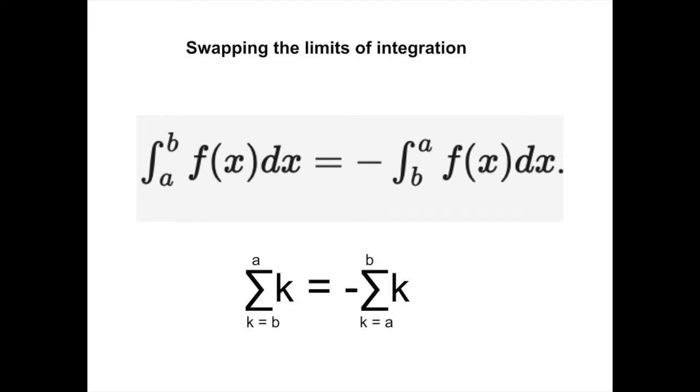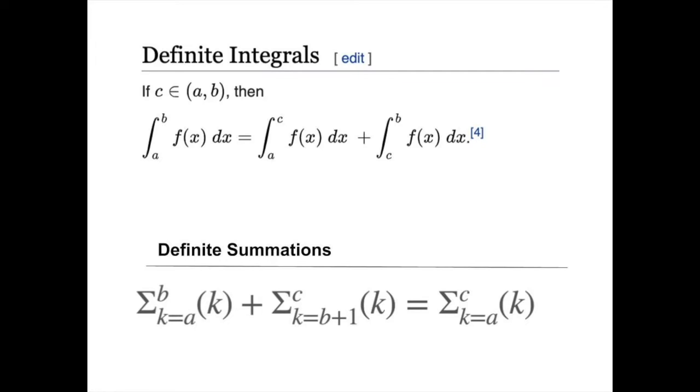In the same way that the integral of a negative function can be positive if you integrate backwards, swapping the limits of integration, the same can be true of a sum. Summation satisfies the following key property: if you sum from k equals a to b, and then from k equals b plus 1 to c, and add the results, you will get the sum from k equals a to c.